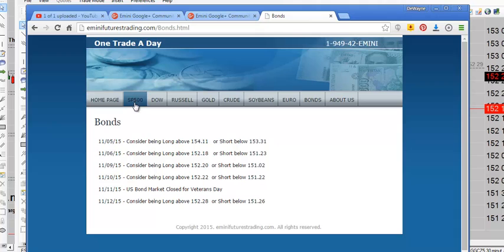So, covered the S&P, awesome. Dow, awesome. Russell, awesome. Gold, crude, soybeans, euro, bonds. It was a wonderful day for the 1 trade a day.